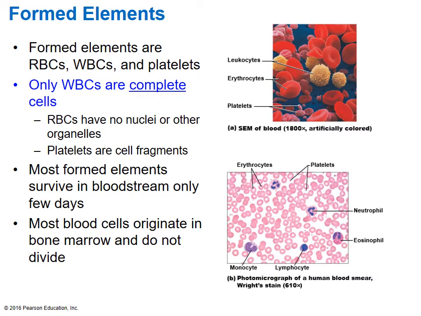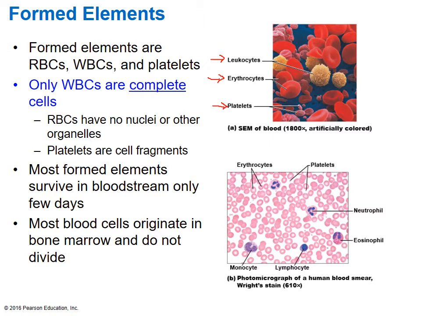Now for our formed elements, as I mentioned to you before, we have three options. We have our erythrocytes, which are our red blood cells, and you can see them pictured here in the illustration on your right-hand side. We have our leukocytes, which are our white blood cells, and then we have our platelets.